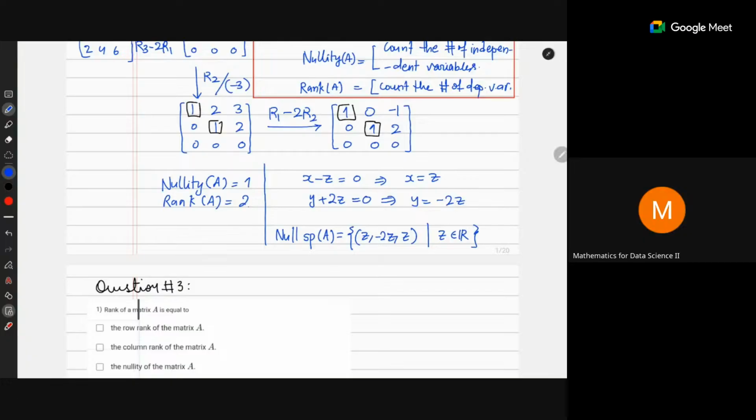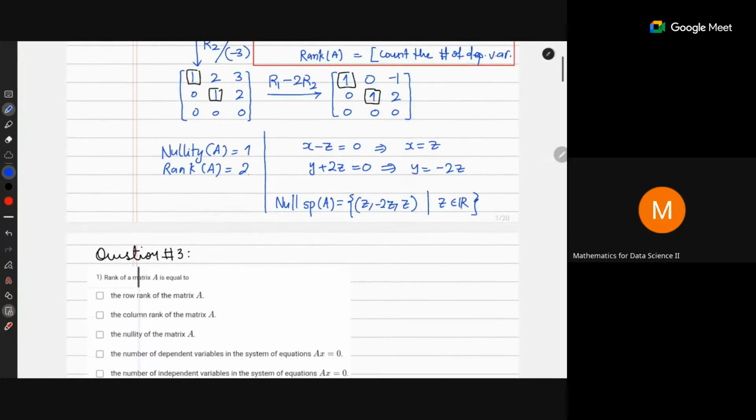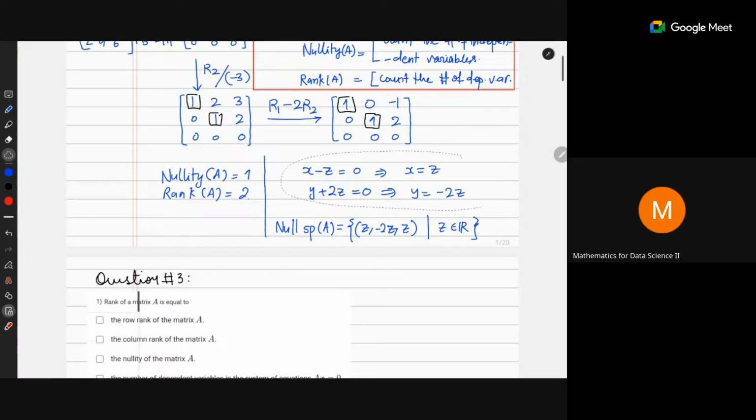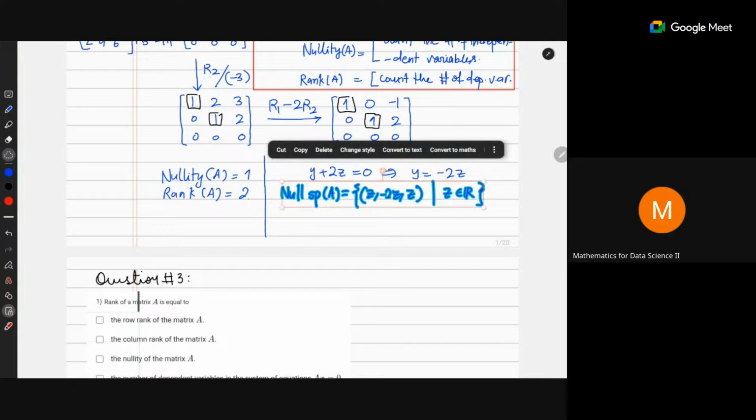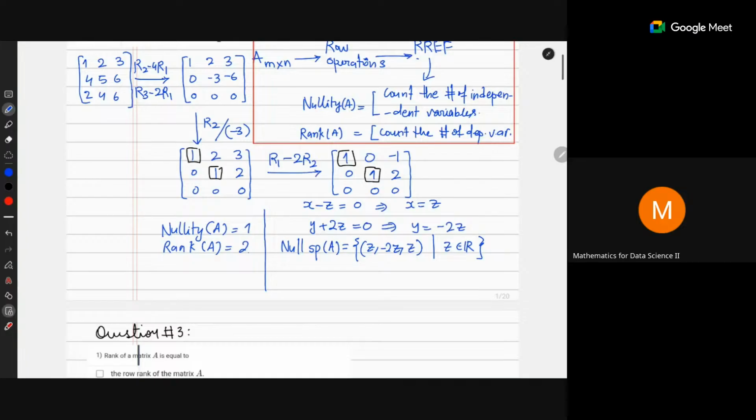We can put Z equal to 1 and get 1, minus 2, 1. Correct. So the basis for the null space would be (1, minus 2, 1).